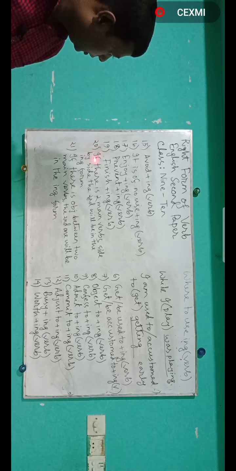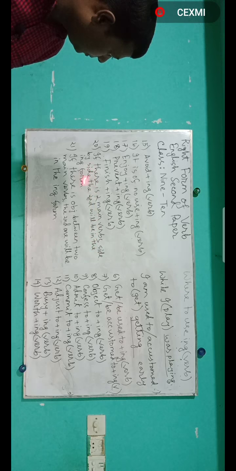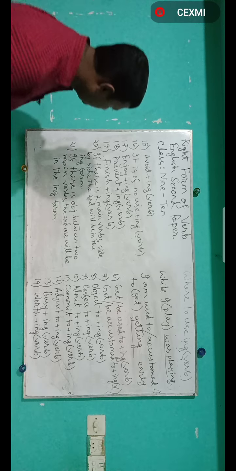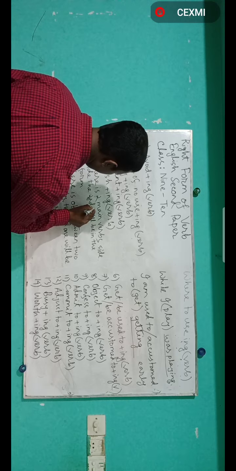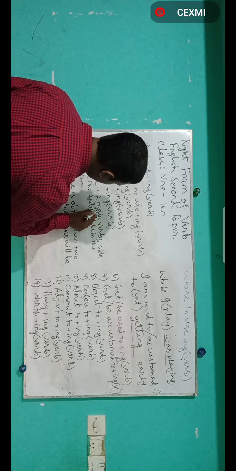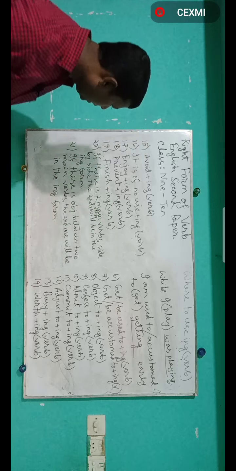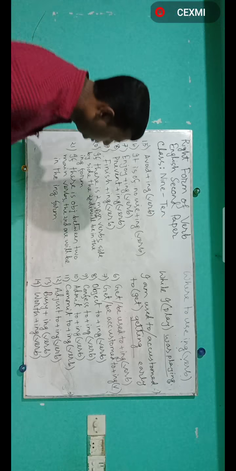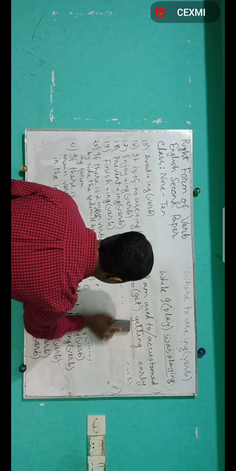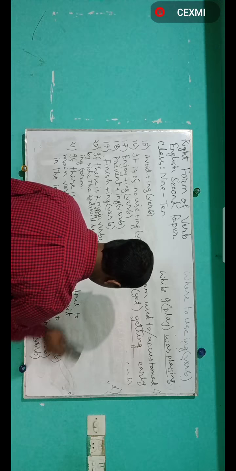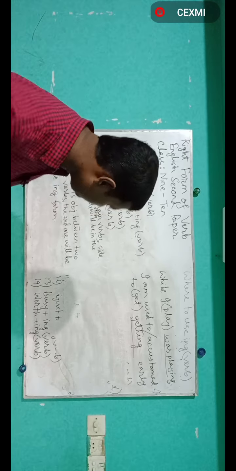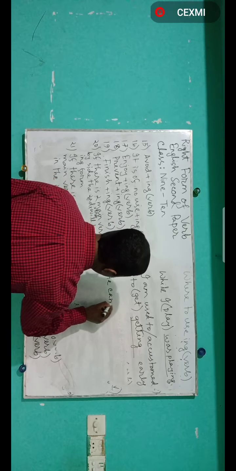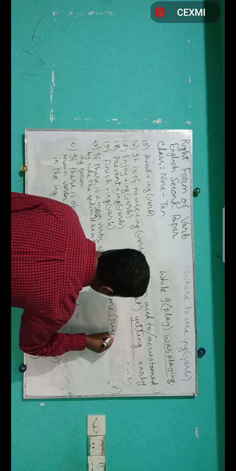Number 20. If there are two main verbs side by side, the second verb will be in the ing form. Now I am giving example of it. You can write down the example. He came (run).